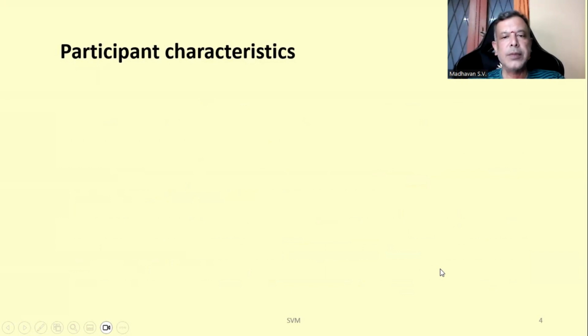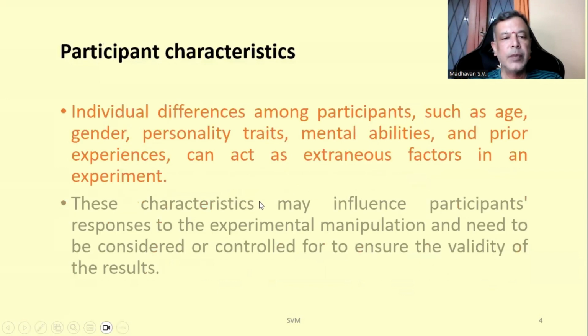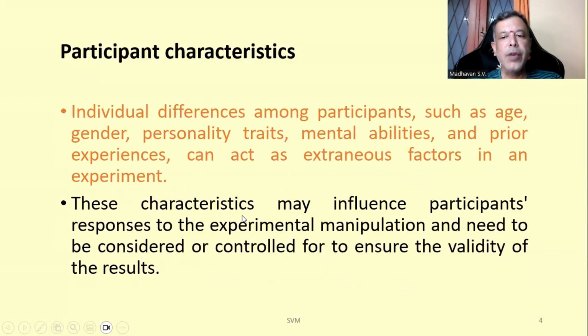Participant characteristics. Individual differences among the participants such as age, gender, personality traits, mental abilities, and prior experiences or prior knowledge can act as extraneous factors in an experiment. These characteristics may influence participants' responses to the experimental manipulation and need to be considered or controlled for us to ensure the validity of the results.